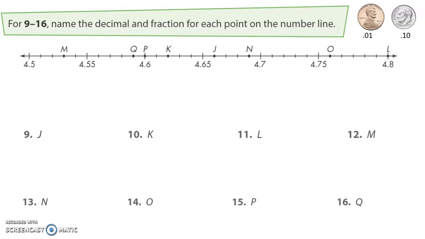Okay, so let's take a look at this number line. For each letter on the number line, we have to name it as a decimal and a fraction. So what I need you to do first, look at our entire number line, kind of just sit back, observe what we have. Our number line starts at 4 5/10 and ends at 4 8/10.